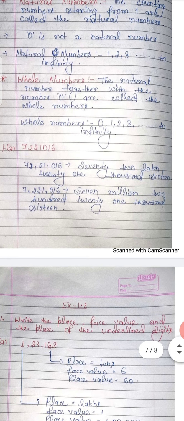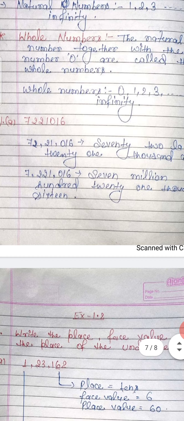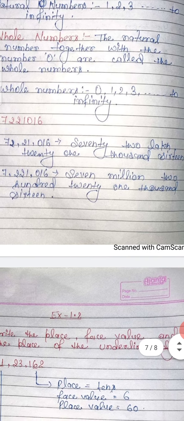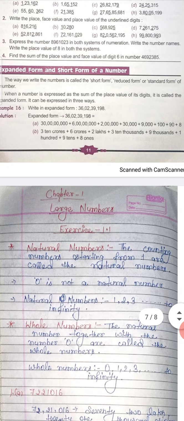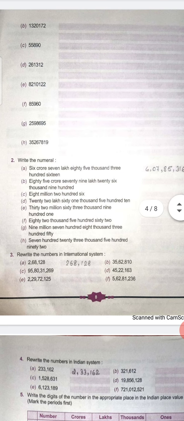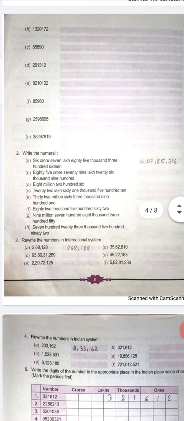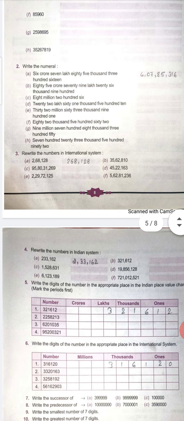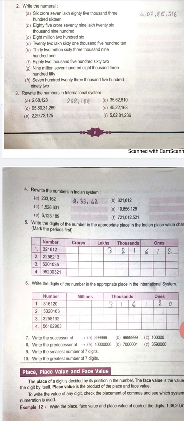In the Indian system, 72,21,060, and in the international system, 7,221,016. Now see question number 2. Write the numeral. In this question we have to write numbers, meaning numerals, of these. See question number 3. Rewrite the numbers in the international system.